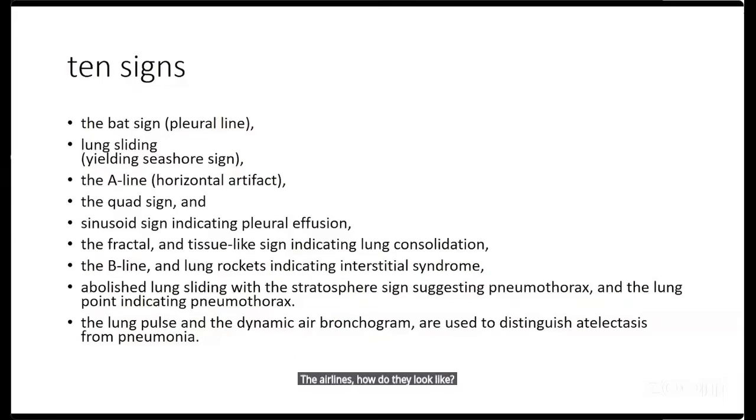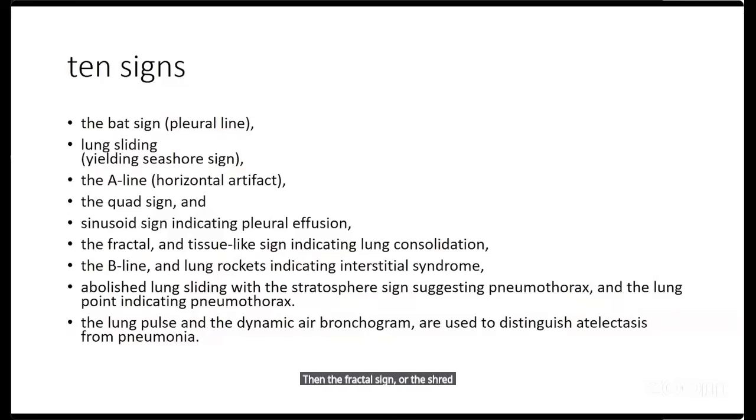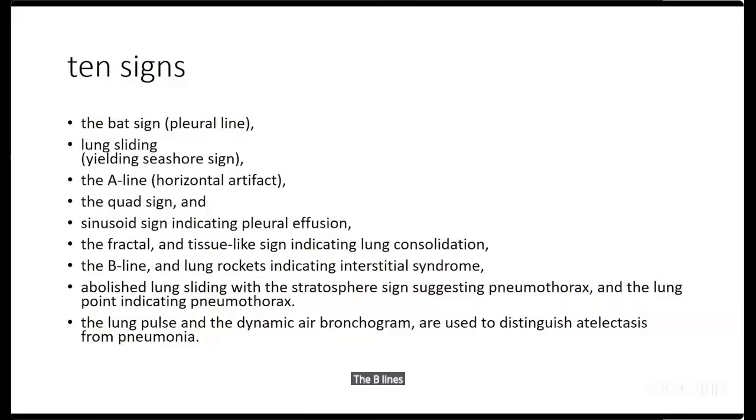Quad sign or the sinusoid sign, which we see in cases of pleural effusion. Then the fractal sign or the shred-like, tissue-like sign, which we see in cases of lung consolidation. The B lines, which we see in the form of lung rockets. They are typically seen in cases of interstitial syndrome. I'll go through what I mean by interstitial syndrome.